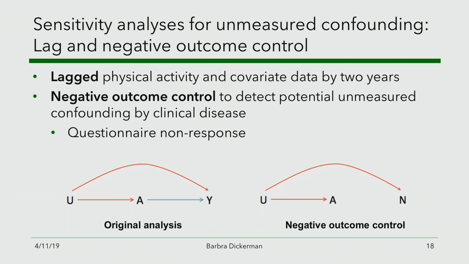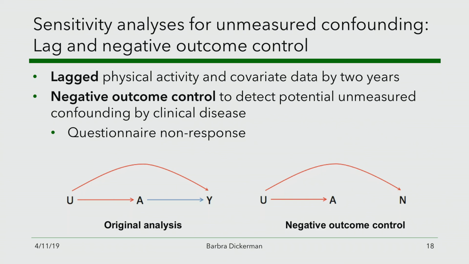So how can we potentially provide evidence for whether that red pathway is there? We selected questionnaire non-response as an alternate outcome, instead of survival, that we assumed was not directly affected by physical activity, but that we thought would be similarly confounded by disease severity. And so when we repeated the analysis with a negative outcome control, we found that physical activity had a nearly null effect on questionnaire non-response, as we would expect, which provides some support that in our original analysis, the effect of physical activity on death was not confounded through the pathways explored through the negative control.